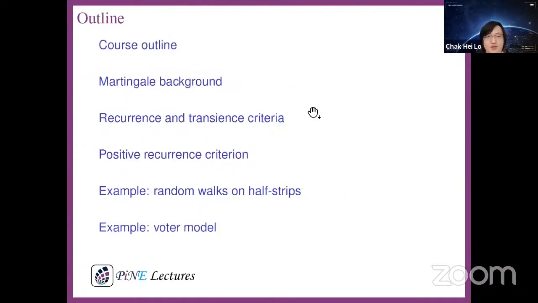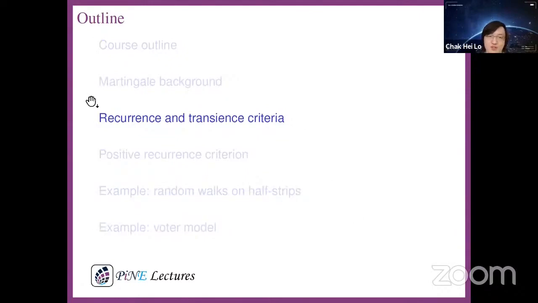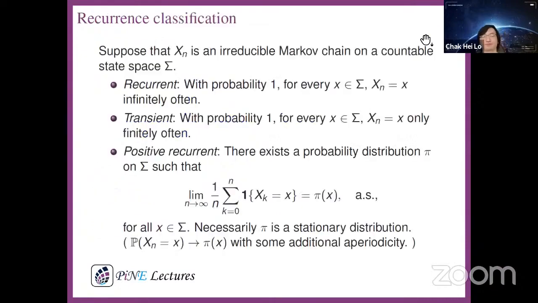Right. So this is the end of the martingale background. We'll move to the recurrence and transience criteria. This is the main theme of this series of talks. So let's talk about the recurrence classification first. So what is recurrence and transience? I think this is somehow the most intuitive way to interpret this.